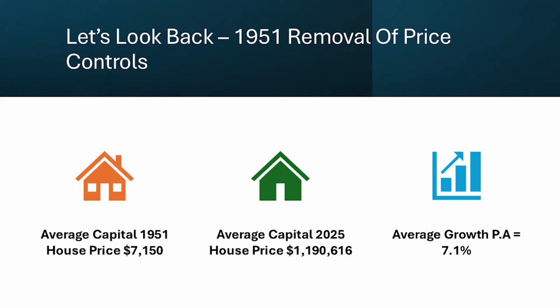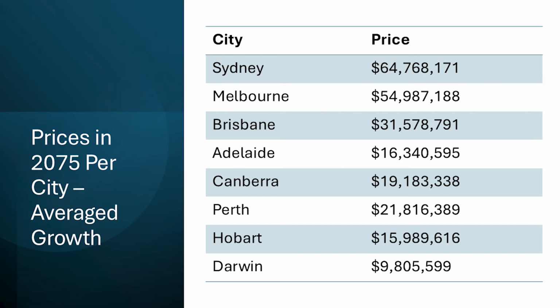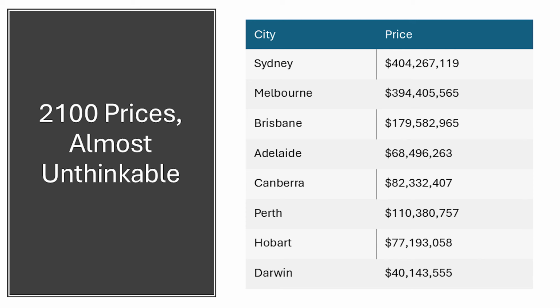So if we go back to the previous examples of the 2043 capital city prices, your 2075 capital city price, and then the crazy 2100 capital city prices, as I said, if things don't change, this is completely realistic to happen. Completely. It sounds ungodly and insane, but it's completely realistic if things don't change.